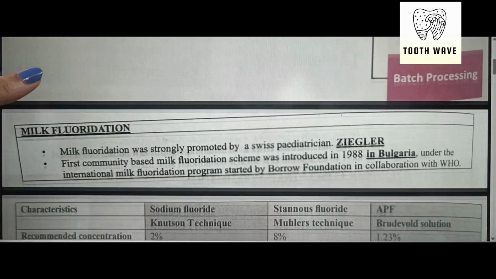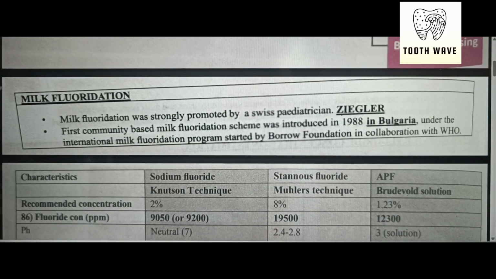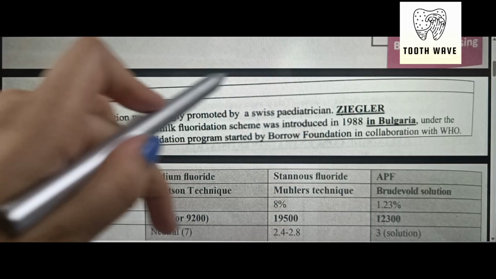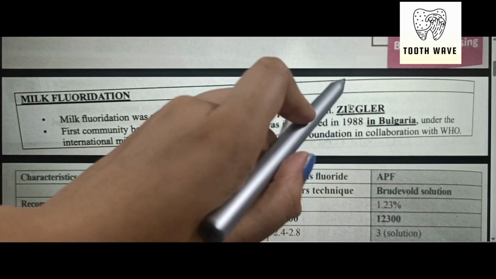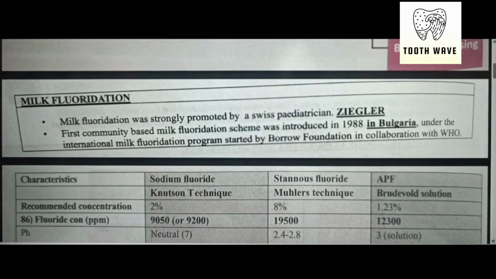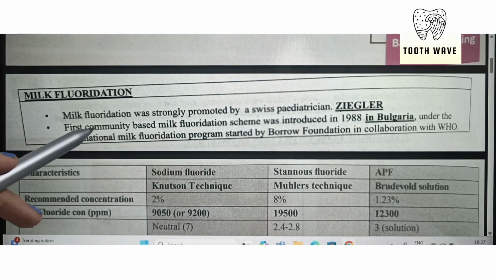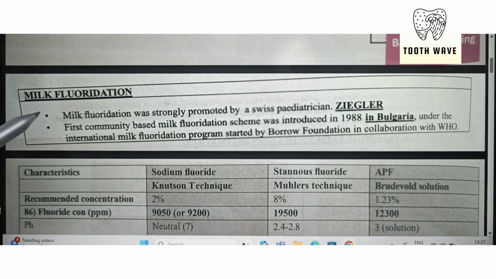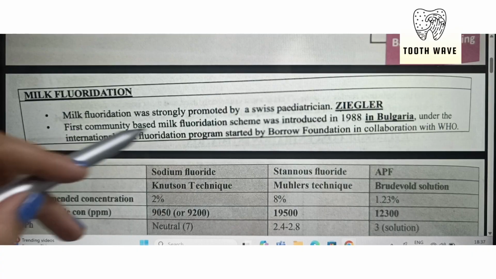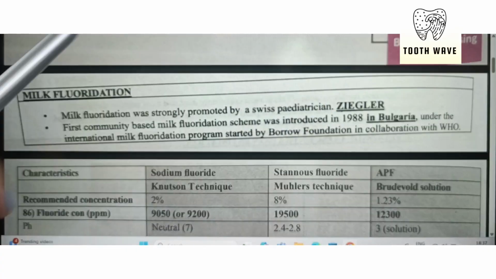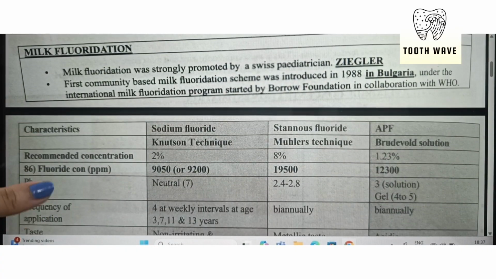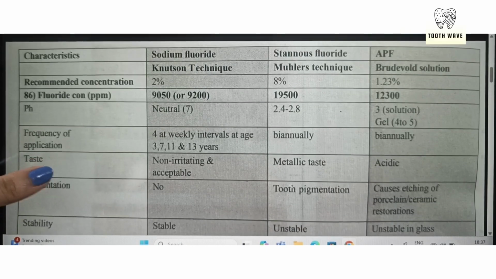Now let's come to milk fluoridation. Milk fluoridation was strongly promoted by a Swiss pediatrician, Ziegler. Remember Ziegler. The first community-based milk fluoridation scheme was introduced in Bulgaria. Now let's see characteristics.